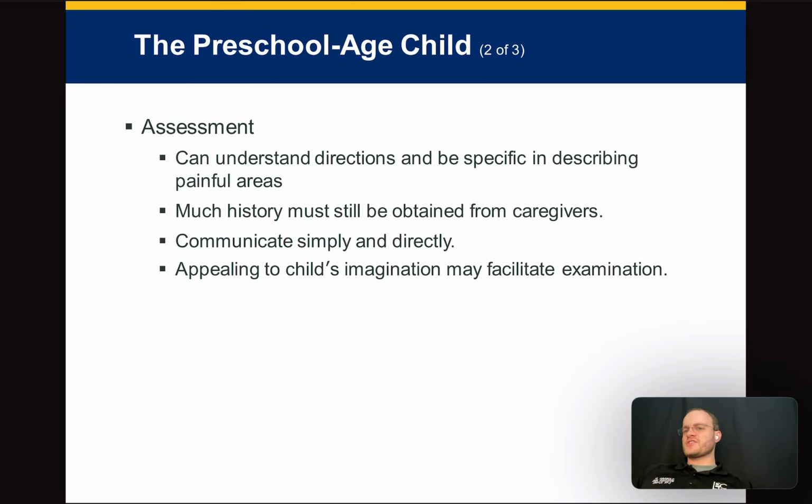To assess the preschool age child, communicate simply and directly. You don't want to use major words like, "I'm going to assess your blood pressure." Now we'll do an abdominal examination, right? Can I look at your tummy? Can I touch your tummy? Stuff like that. You have to use words that they're going to know. The majority of the history will be obtained from the caregivers or the family. Appealing to the child's imagination may facilitate examination.